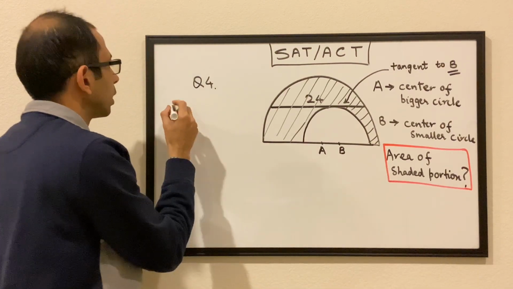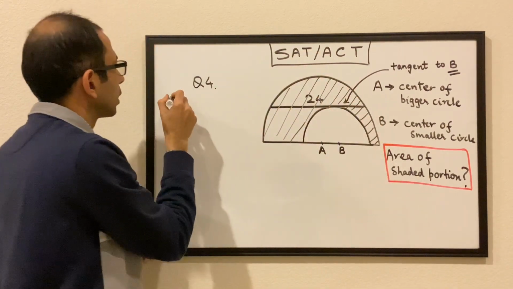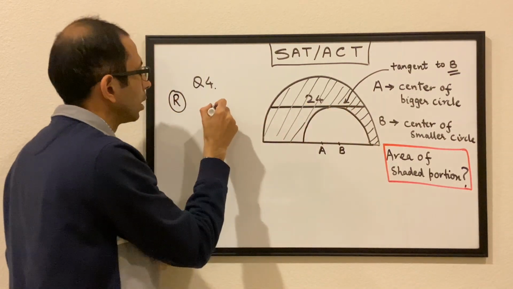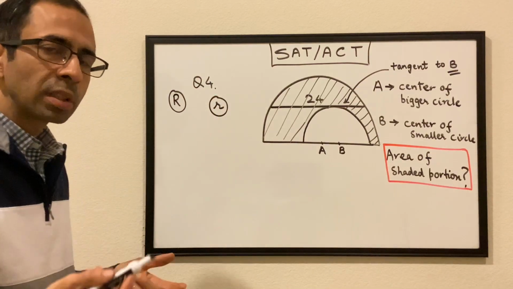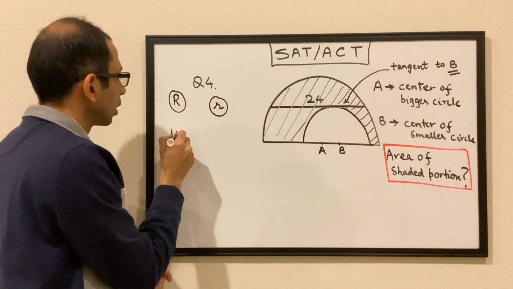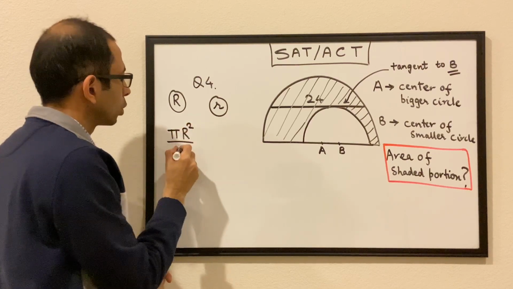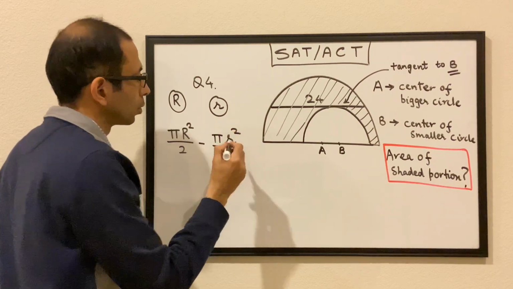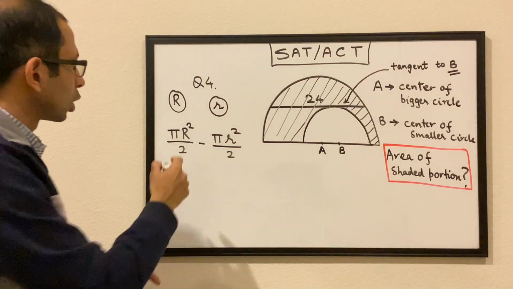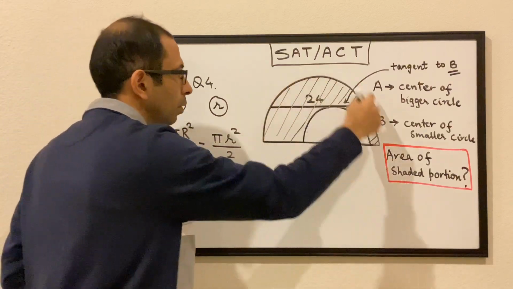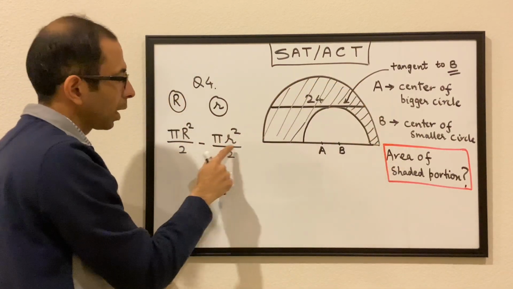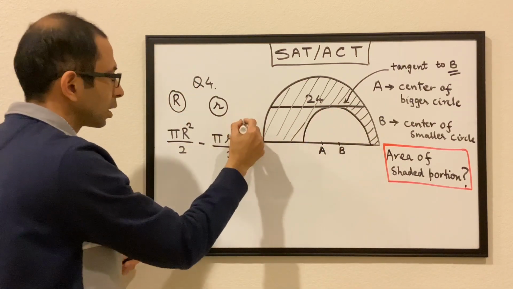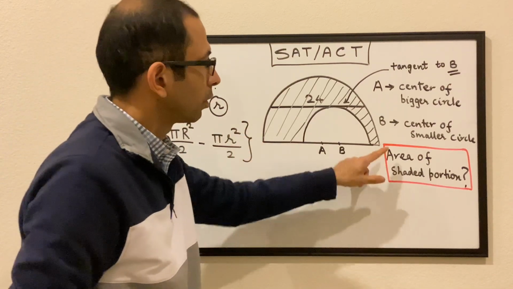So let's say that the radius of the bigger circle is R and the radius of the smaller circle is, let's say, small r. So essentially what we are trying to find is pi R square over 2 minus pi r square over 2. Because pi R square over 2 is the area of this bigger semicircle, and pi r square over 2 is the area of this smaller semicircle. So this is what essentially we have to find when they are saying area of the shaded portion.